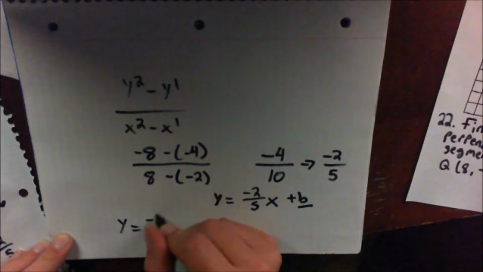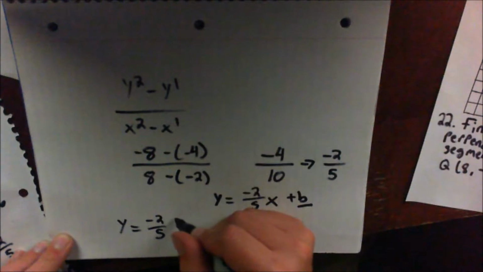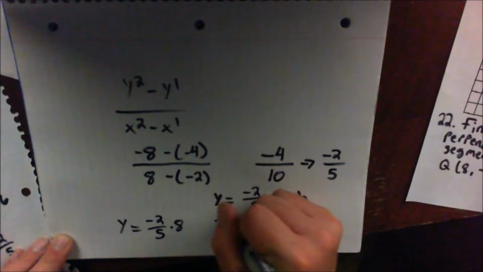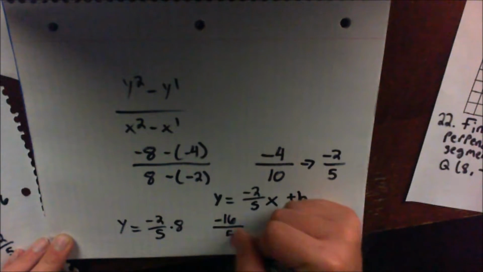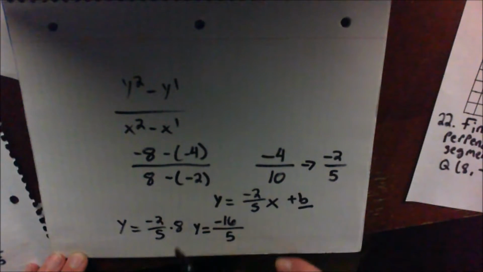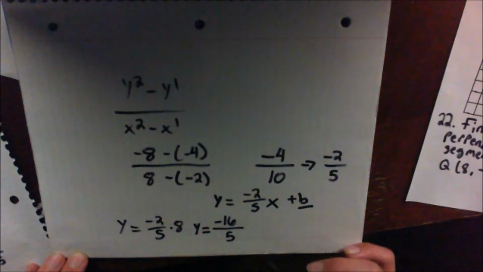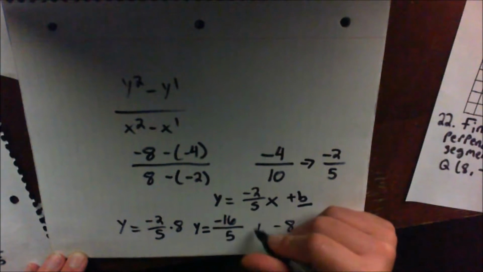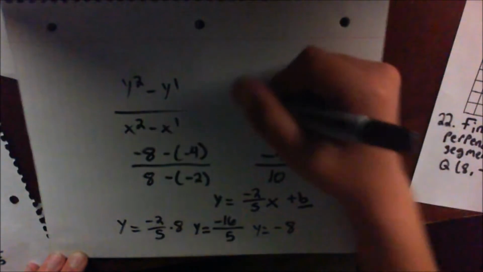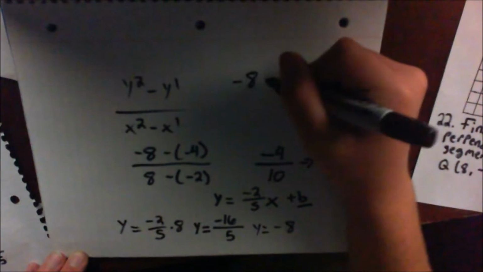y equals -2/5 times 8. -2 times 8 is -16. Put that over 5. When we plug in 8 to our parent function, we are given the output of -16/5. When the full function is applied, we are instead given -8 equals y. Now we need to find the difference between the two by doing -8 minus -16/5.